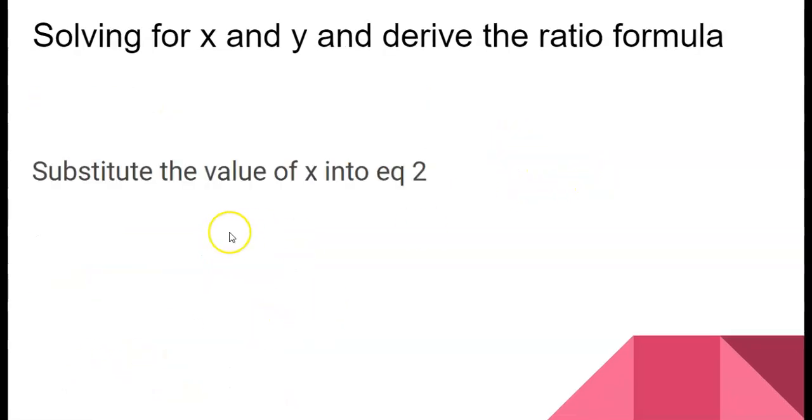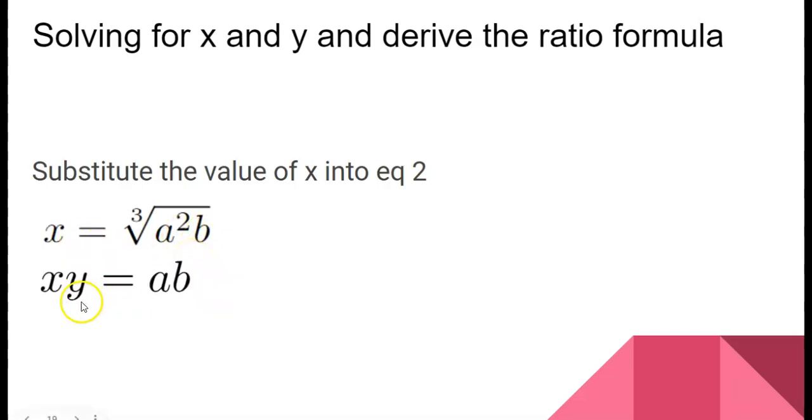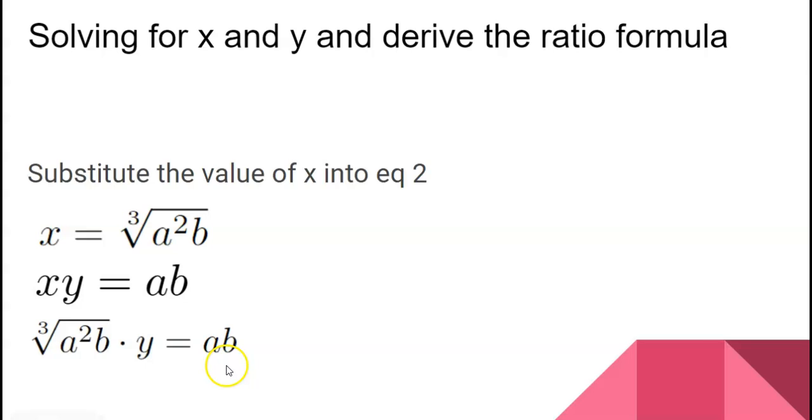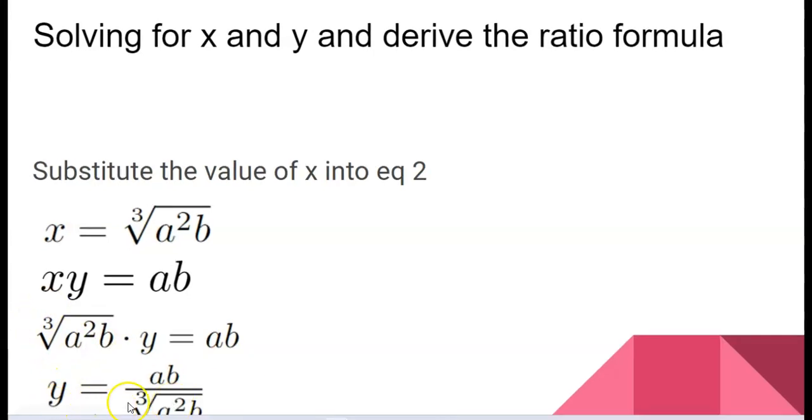Next, we substitute the value of x, this value here, into the equation xy is equal to ab, this equation number 2. So we replace the letter x here with this expression, cube root of a squared b. Then copy y, so we have times y equals ab. And we divide both sides by the cube root of a squared b. So we now have y is equal to ab over cube root of a squared b. So we have the value of x and we have the value of y.